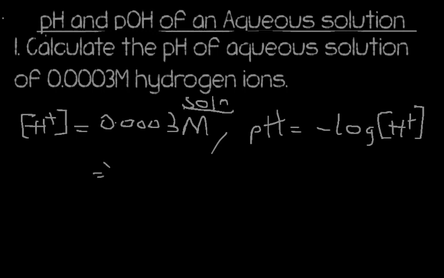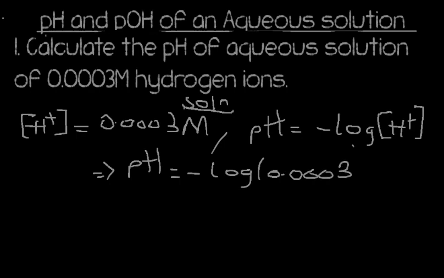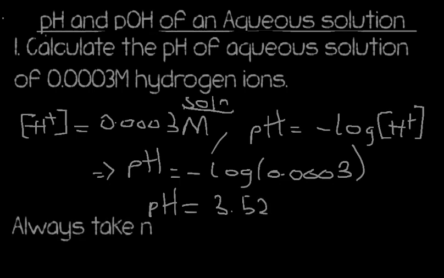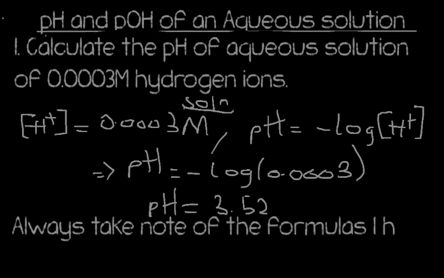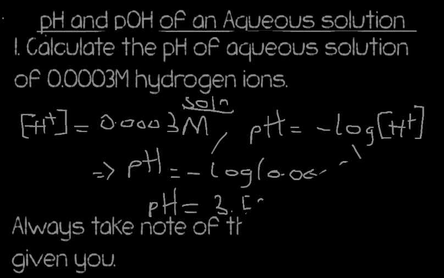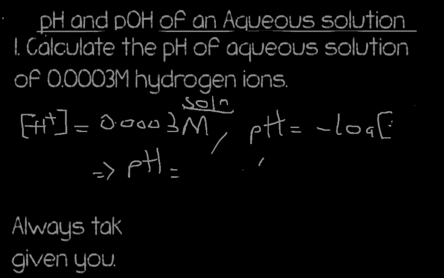So substituting the value we were given into it, pH is equal to the negative logarithm of 0.003 molar. Can't forget the unit. After that, when you finish, you add a unit to it. So now our pH is 3.25, which makes it acidic. Always take note of the formulas I've given you. Yes, you have to take note of that, because it's needed here. We use it for calculating our pH.